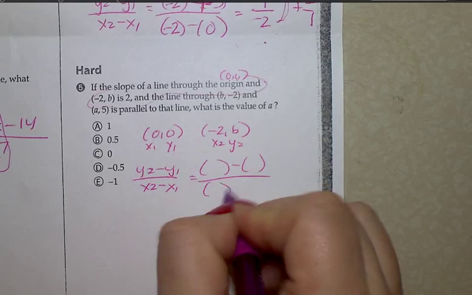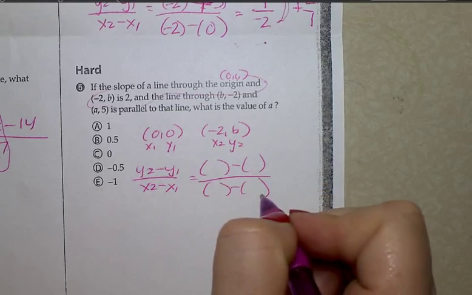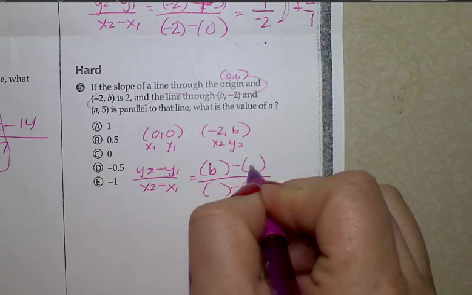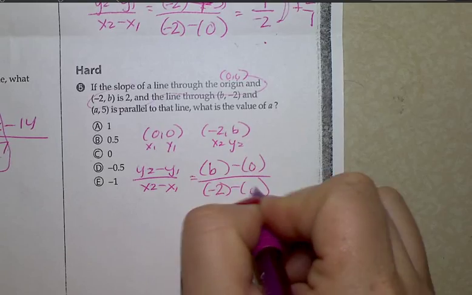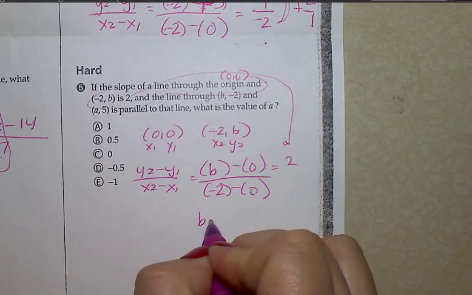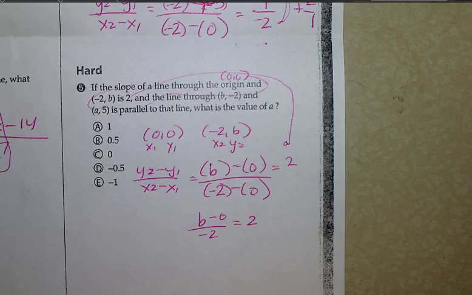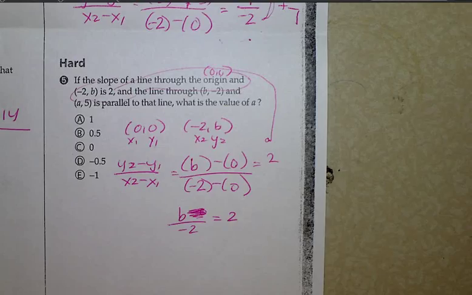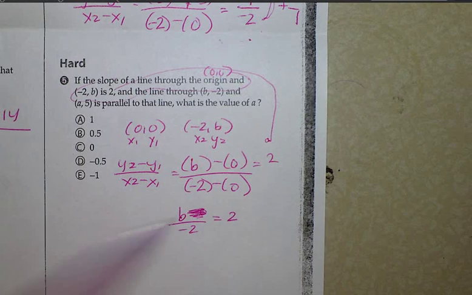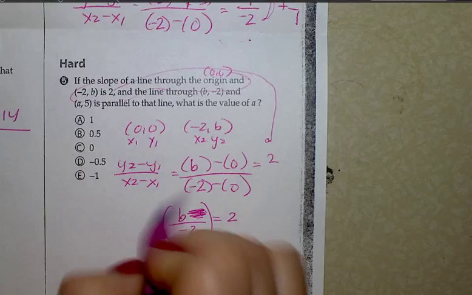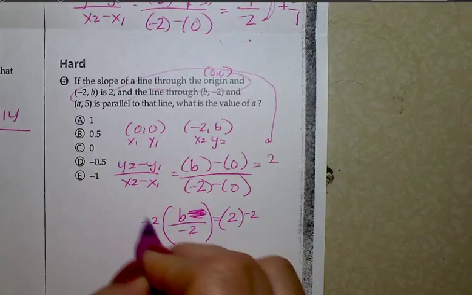And yes, you should be writing this down if you got the wrong answer, the correct answer is D, or you did not have a chance to do it yet. So b subtract 0 over negative 2 subtract 0 is equal to 2. Well, remember, when you subtract 0 from a variable, it's not changing the value. So like similar problems we've done today, if we want to isolate b or solve for b, I'm going to do the opposite operation here. The opposite of dividing by negative 2 is multiplying by negative 2. b is equal to negative 4.